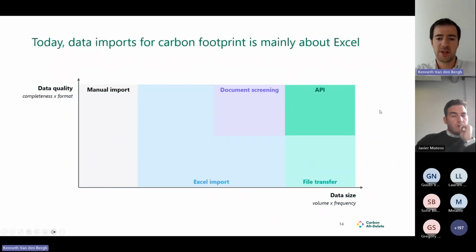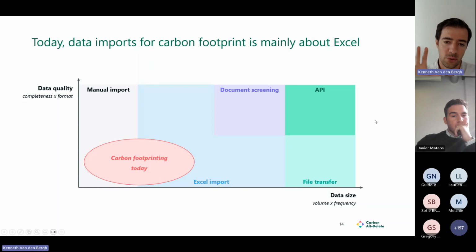So if we apply that to carbon footprinting, today we really see that we are in the bottom left of this paragraph. So today we see that a lot of data, it's poor data quality, is not 100% complete. You always need to fill in data gaps. It comes in Excel files, in emails, not always in a machine readable format. And also very important, the data size is still very limited.